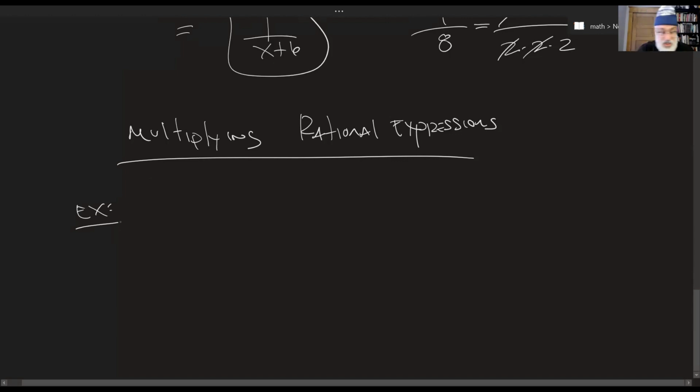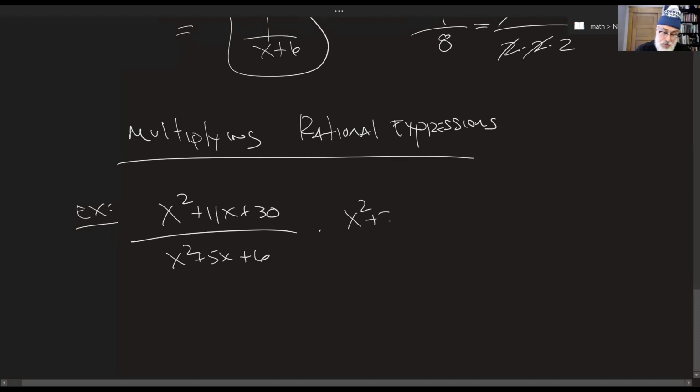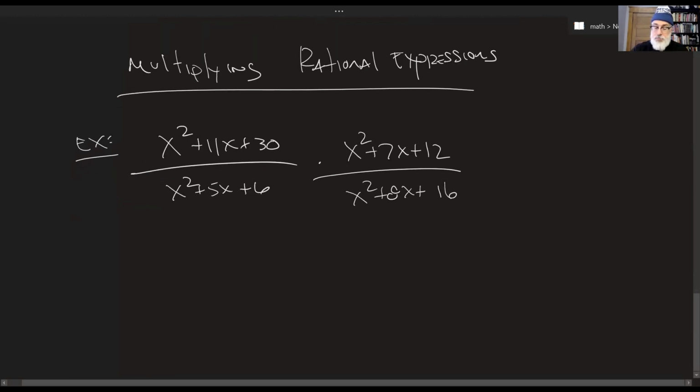So let's say we have an expression. We want to multiply it. So these are two expressions, x squared plus 11x plus 30 divided by x squared plus 5x plus 6 times x squared plus 7x plus 12 divided by x squared plus 8x plus 16. So we want to multiply this expression.